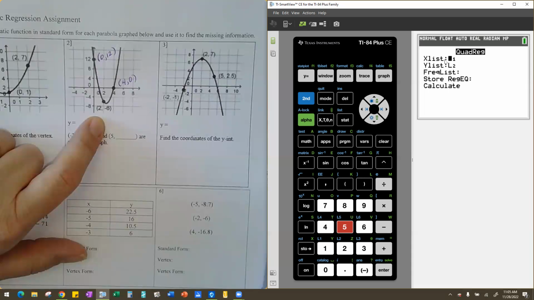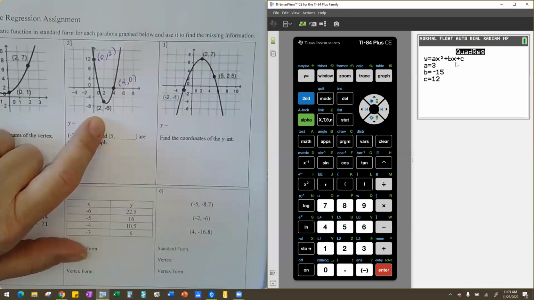This just verifies where your X values should be found. X's are in list 1, Y's are in list 2. We're not going to worry about this frequency list. StoreRegEq, as you should have in your notes, is where we choose to store a regression equation. If you have a trace, you can decide where it is saved to. I just saved it to Y1. It truly doesn't matter. And hit Enter again to calculate.